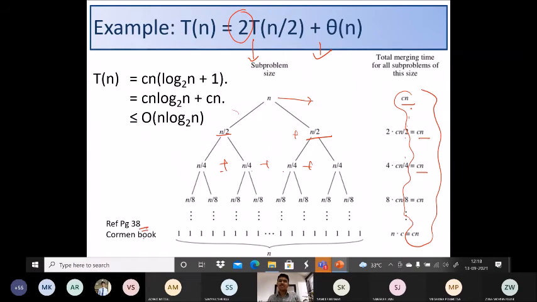It has been given on page 38 of the Cormen book. Do the same steps. Now what you will get? You will get Cn into log 2n plus 1. Multiply this thing: Cn log 2n plus Cn. So see, this is in order of n log n, and this thing is order of n. So which one is greater? n log n. So what we will take? Order of n log n.